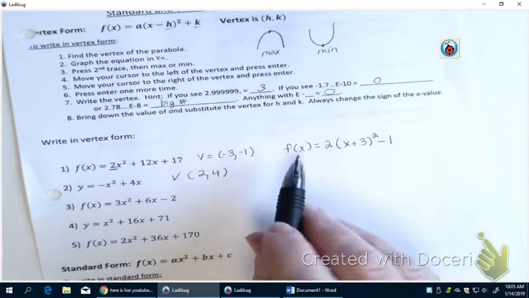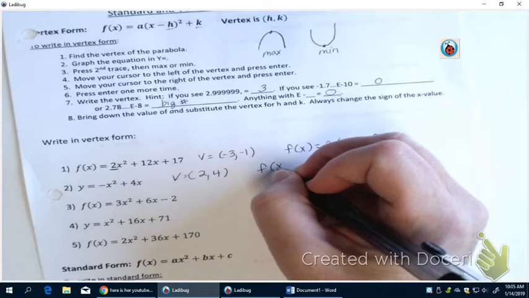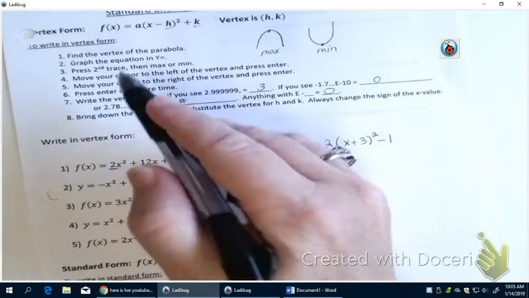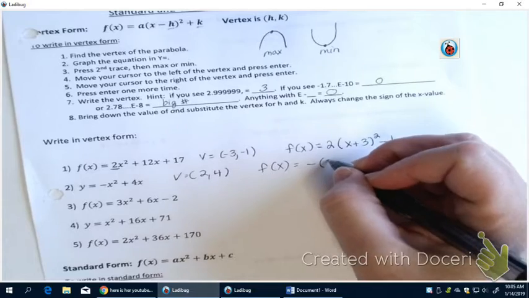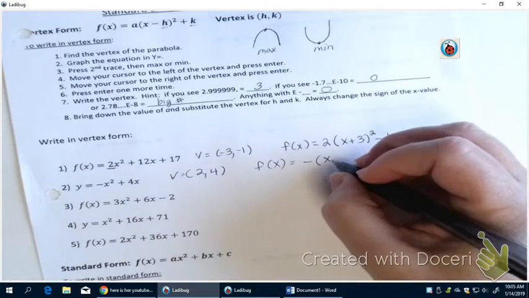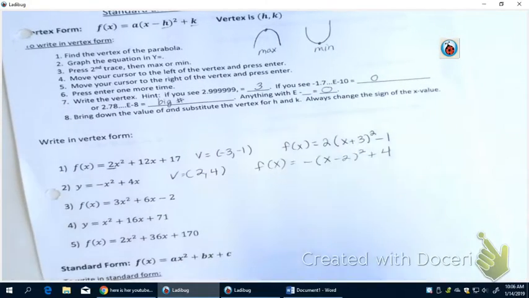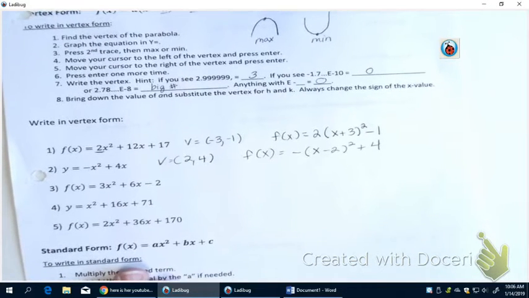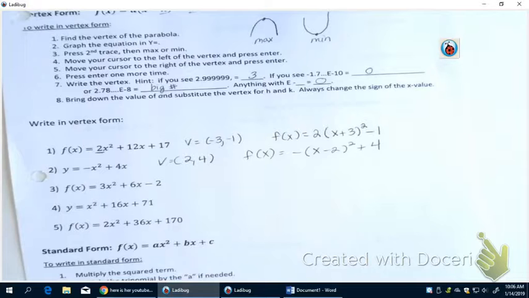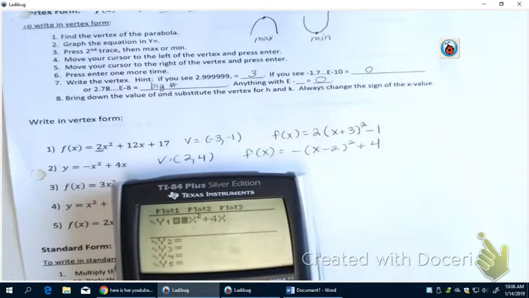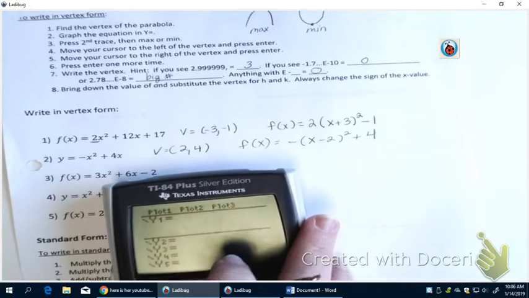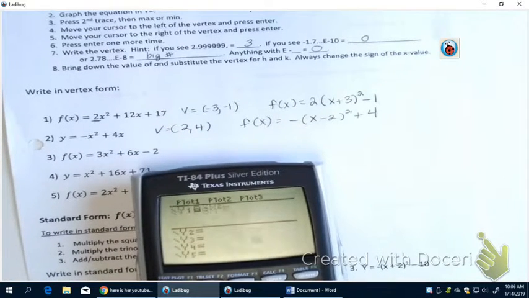Okay. And then I'm going to write the equation. So f of x equals negative goes there, because that's at the beginning, x minus 2 squared, and then 4 goes at the end, plus 4. Okay? Do another one. 3x squared plus 6x minus 2. Press graph.